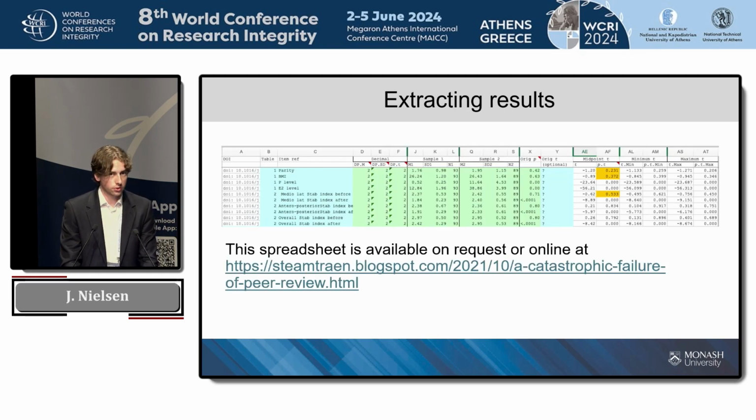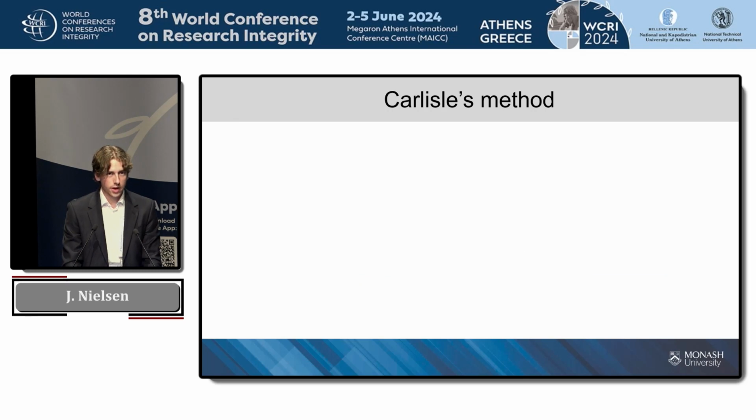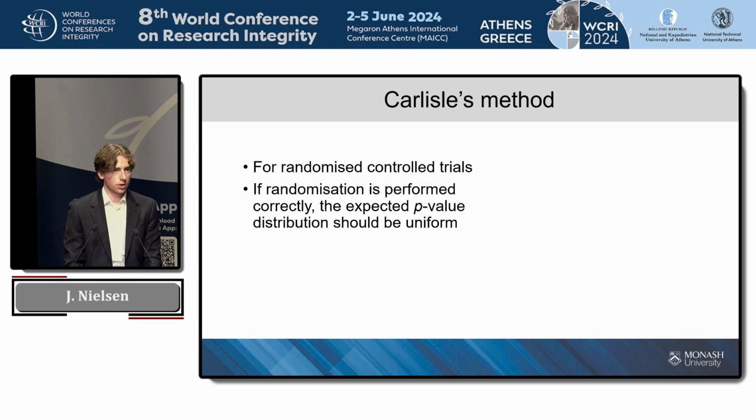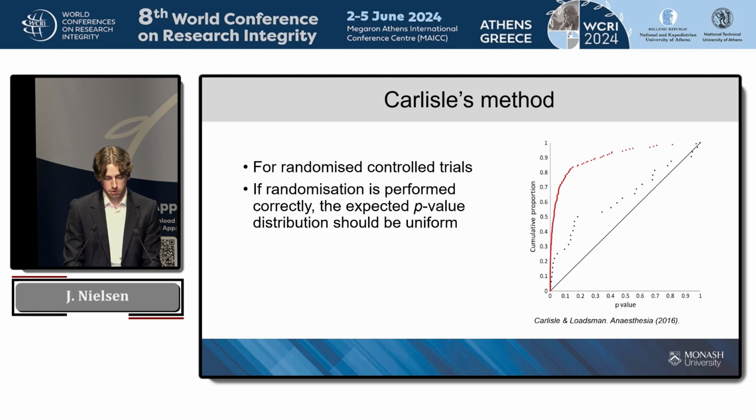We then extract results. We have a very convenient spreadsheet which you can access online that allows us to extract baseline characteristics and results and recalculate p-values, which I'll talk about again in a bit. We then apply to a set of studies Carlisle's method, which was designed by Carlisle for use on randomized controlled trials. And it works on the assumption that if randomization has been conducted correctly and the null hypothesis is true, that is that two randomized groups will not differ statistically in baseline characteristics, then the expected p-value distribution for combined p-values across trials should be uniform.